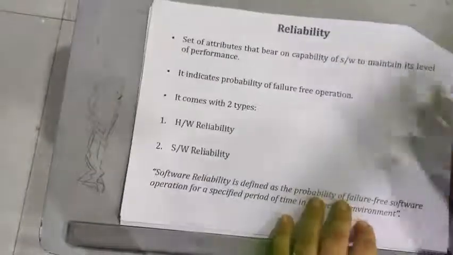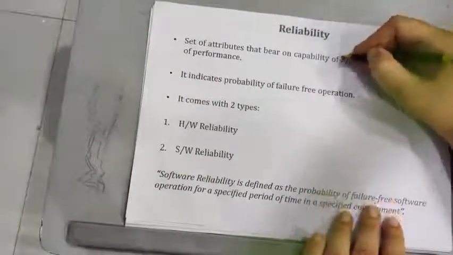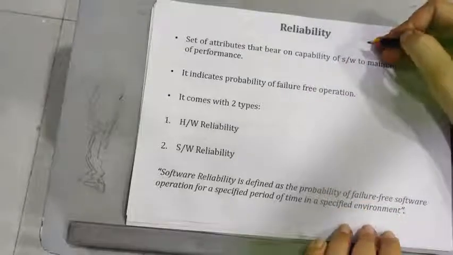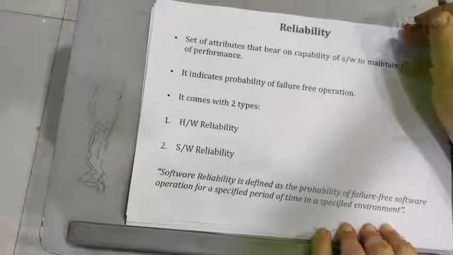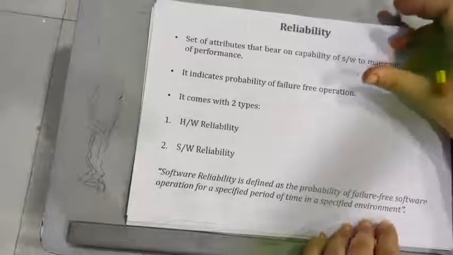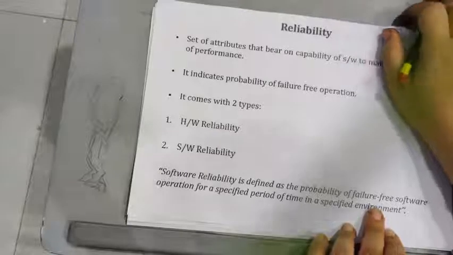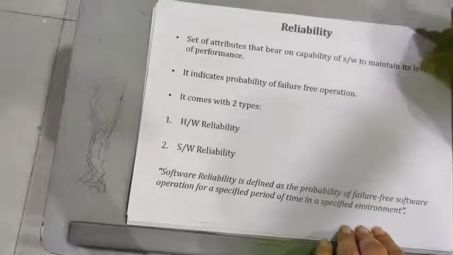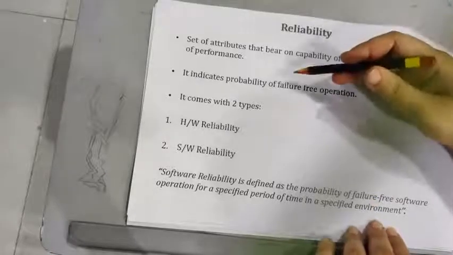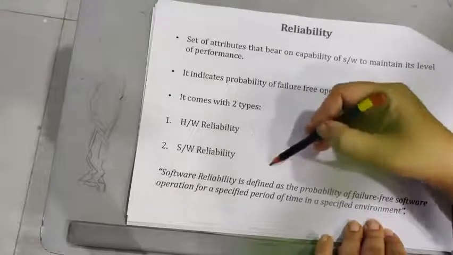Now reliability. Reliability means that whatever software product we develop must be failure-free, and its operation should work well in the specific environment of the customer for a specific time. It is a set of attributes that bear on the capability of software to maintain its level of performance. It basically indicates two types: first is hardware reliability and second is software reliability.